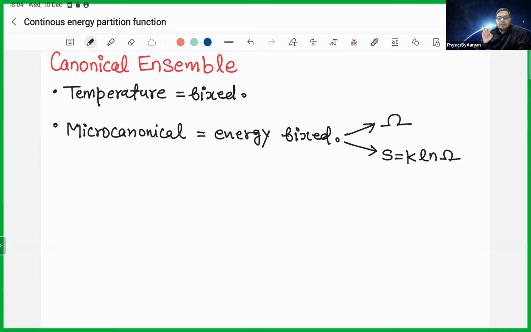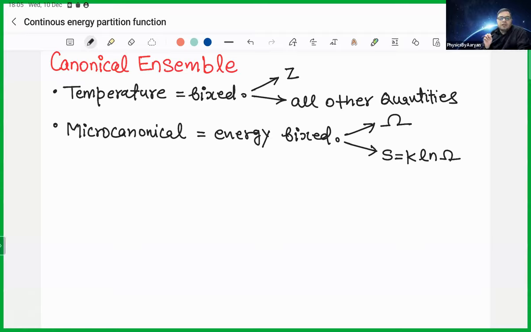But for canonical ensemble, the energy of the system is not fixed. The temperature of the system is fixed. And when the temperature of the system is fixed, what I try to do is find the partition function, Z. And once I know the partition function, I can find all other quantities. Once your partition function is calculated, all other quantities you can easily find out. I will give you the recipe. Basically, we need that recipe.